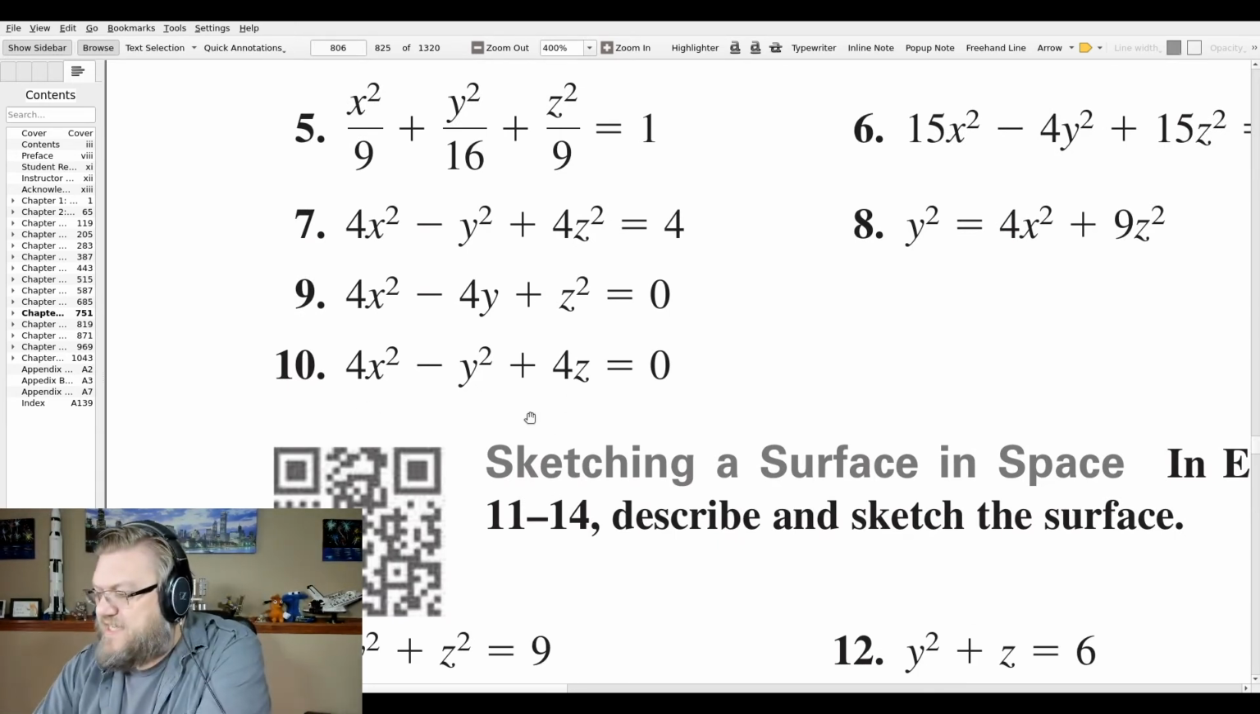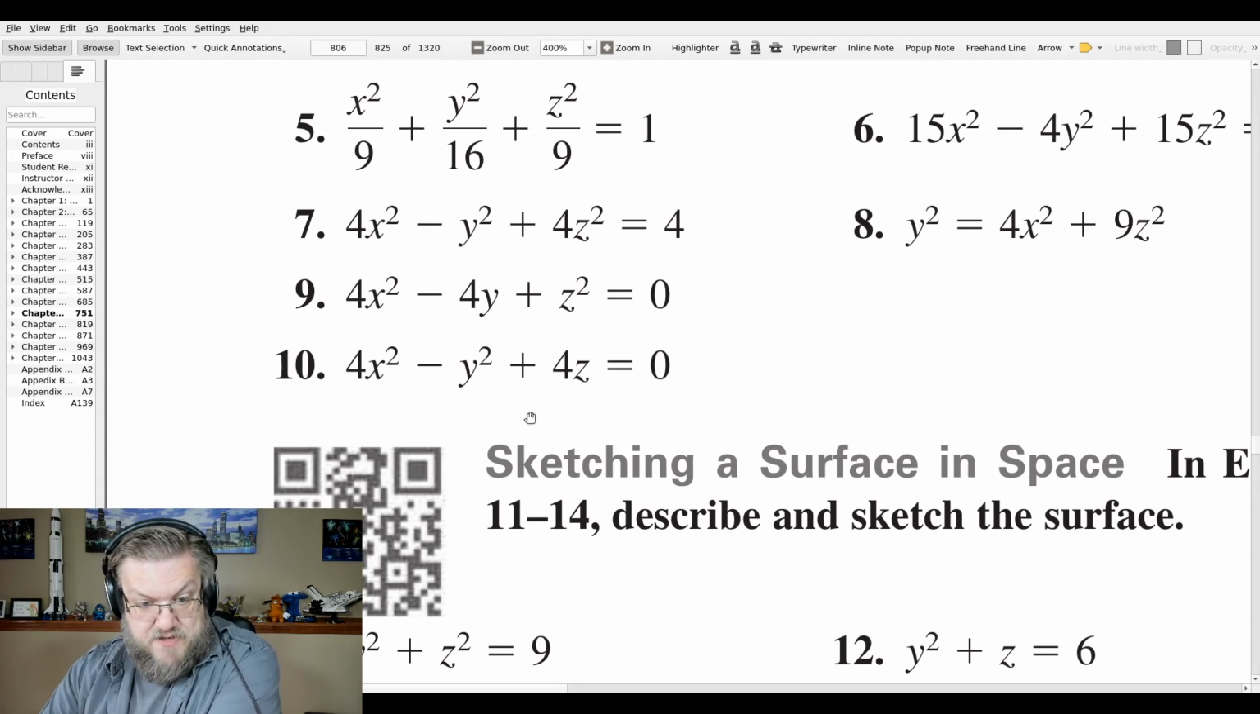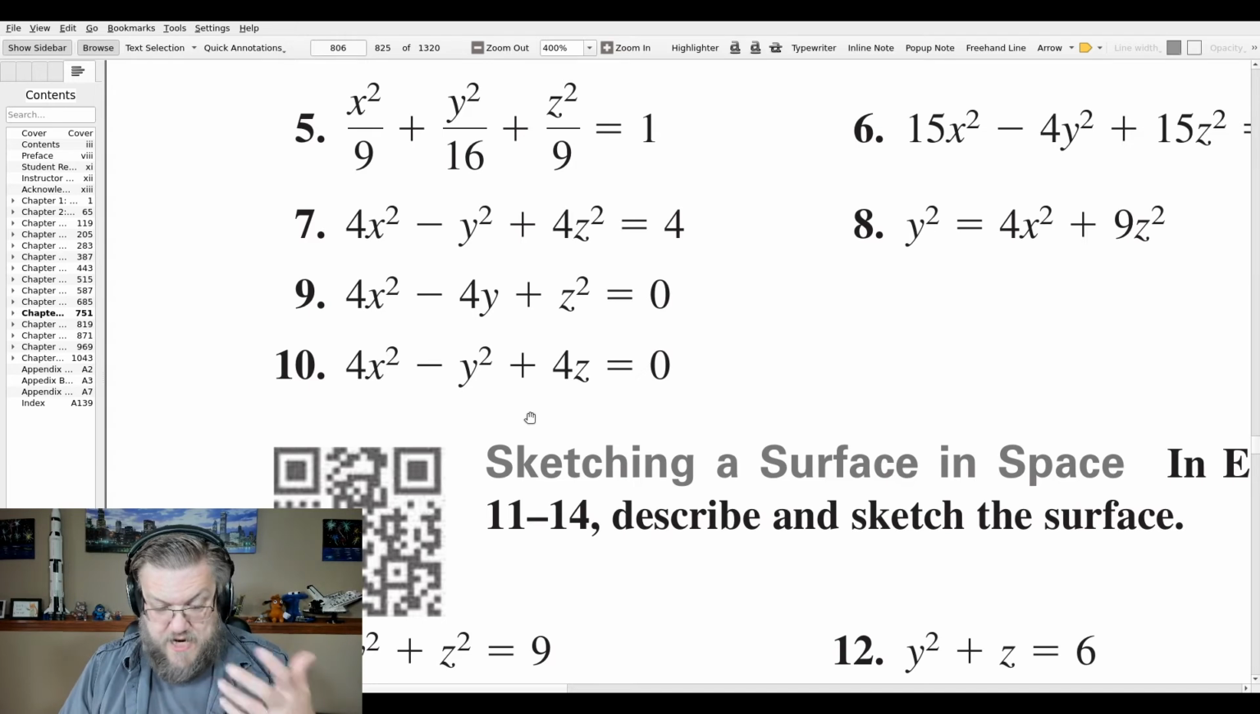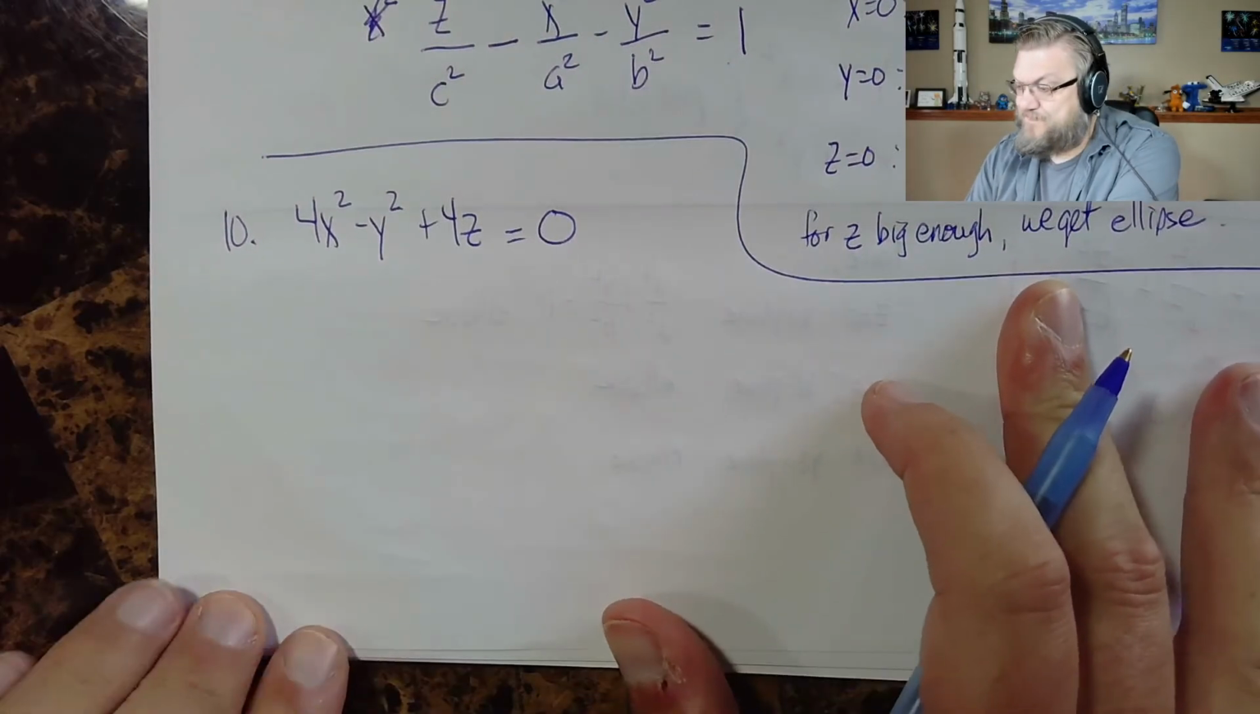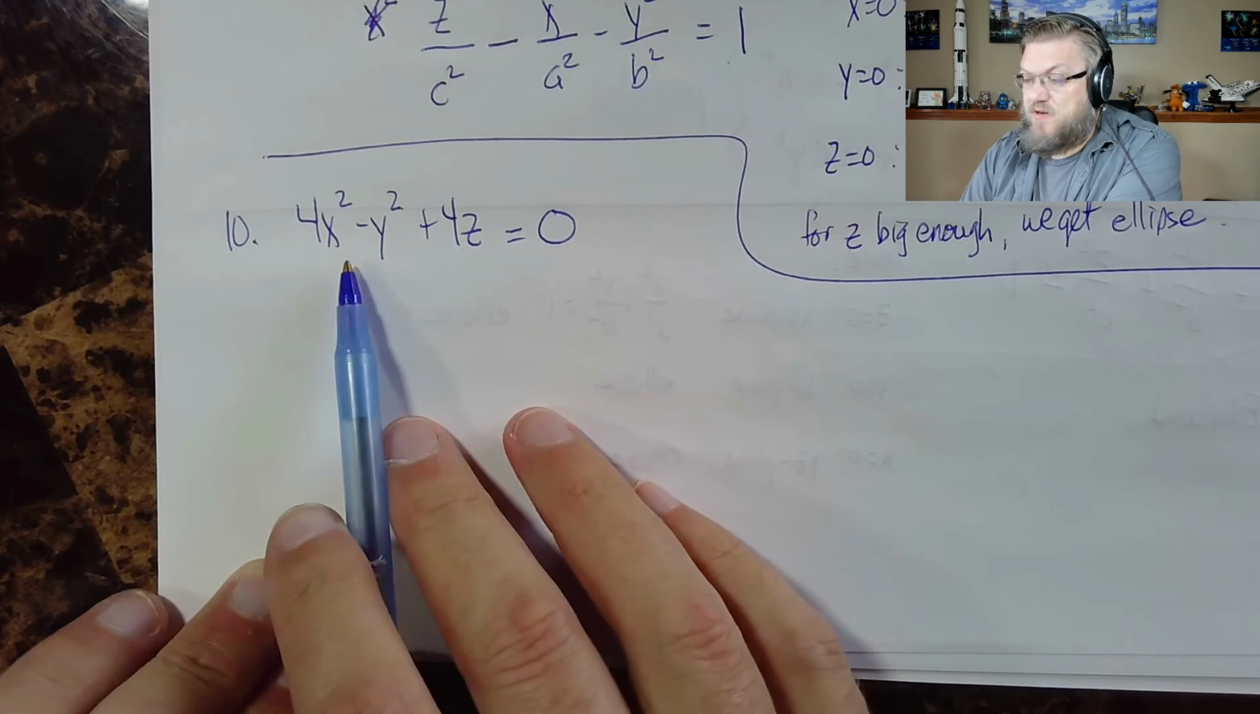Okay, so I'm going to jot down 10 and then figure out its traces. So 10 is 4x squared minus y squared plus 4z equals 0. And I want to just work out the traces and then explore what the picture should be. Okay, so let's go ahead and take this on paper. So I'm going to explore the traces.